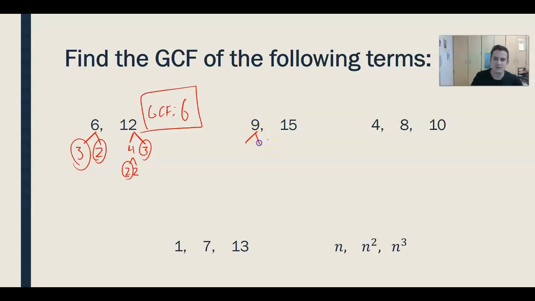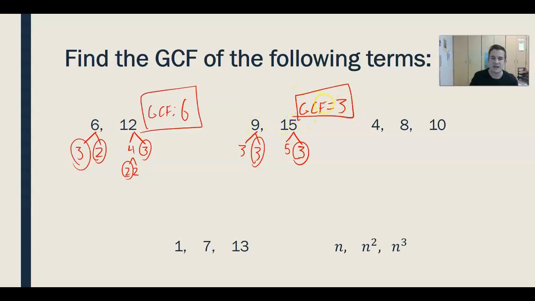Let's find the greatest common factor of 9 and 15. So I have 3 and 3 makes 9. 5 and 3 makes 15. I can't break those down anymore. So I have a 3 in common, and that's it. So the greatest common factor of 9 and 15 is 3.